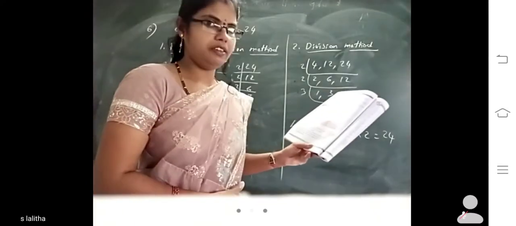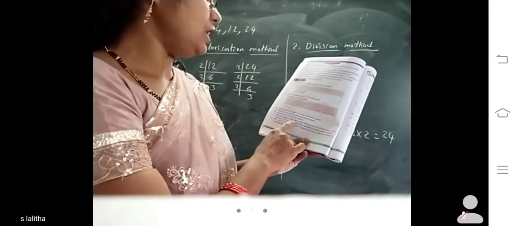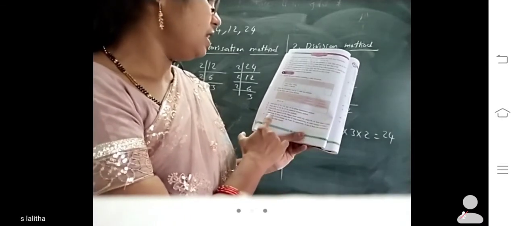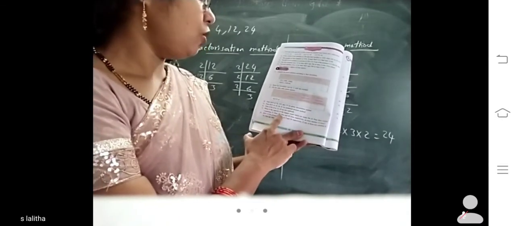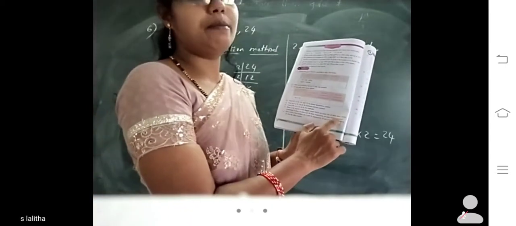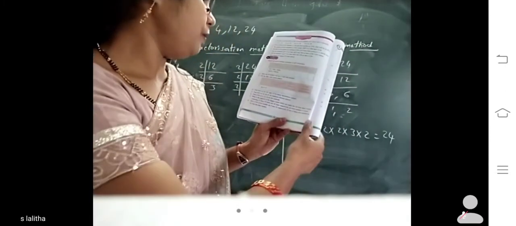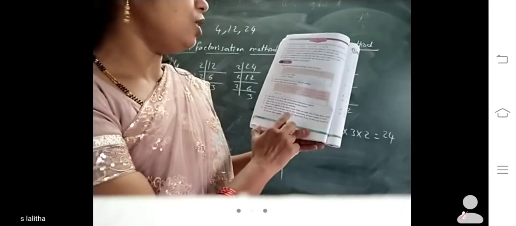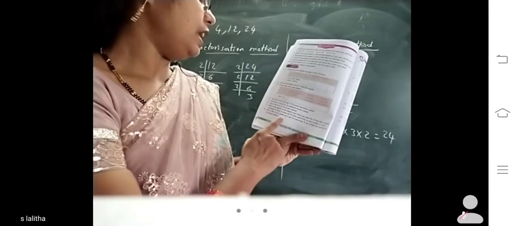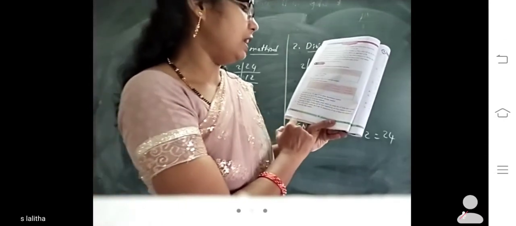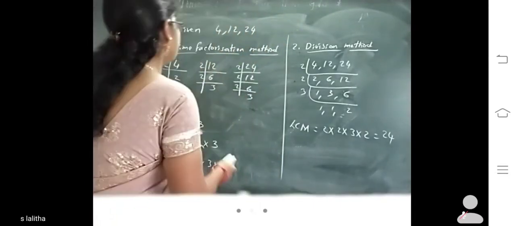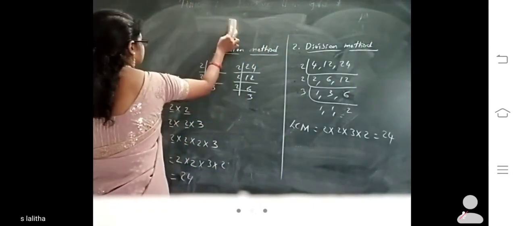Next question. What is the capacity of the largest vessel which can empty the oil from three vessels containing 32 liters, 24 liters and 48 liters respectively, an exact number of times? You have to find the capacity of the largest vessel. What you have to find? You have to find the ratio of those three numbers.